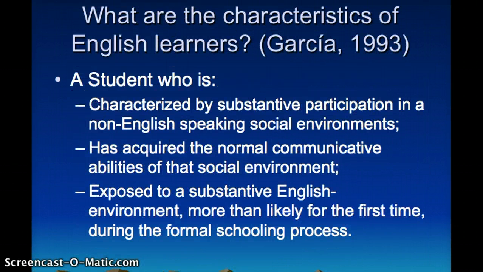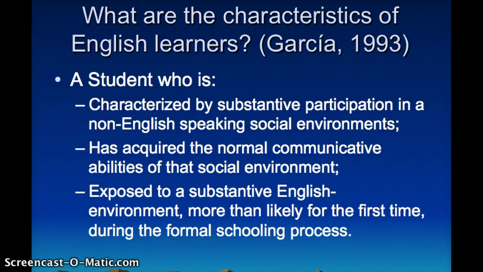Garcia identifies the following characteristics typically used to identify an English learner. The process for identifying LEP students begins at the beginning of the school year when parents register their students and fill out a home language survey. During this time, administrators look for students who meet one of the following conditions: whether or not the student was born outside of the U.S.